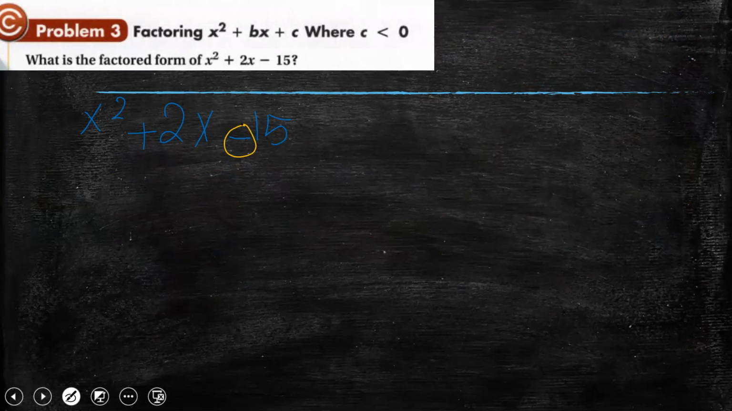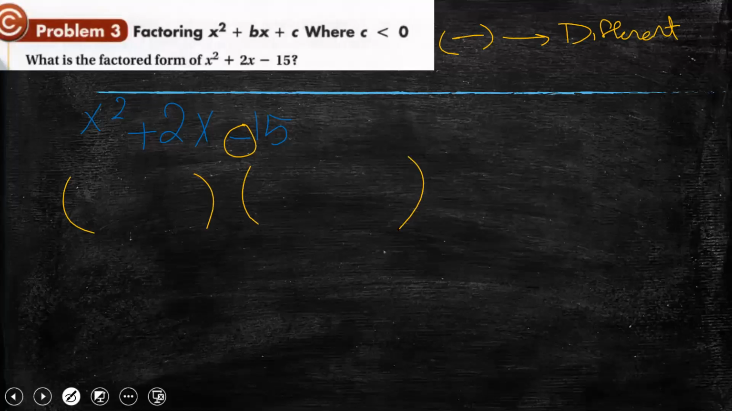C was negative. So I told you that if it is negative, I'm talking about different signs in the bracket. Here we have one x here and one x here. As I told you, one of them is positive and one is negative.